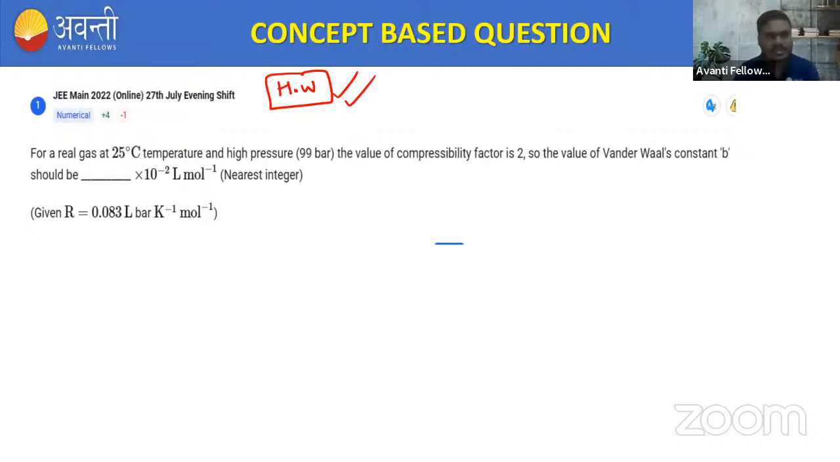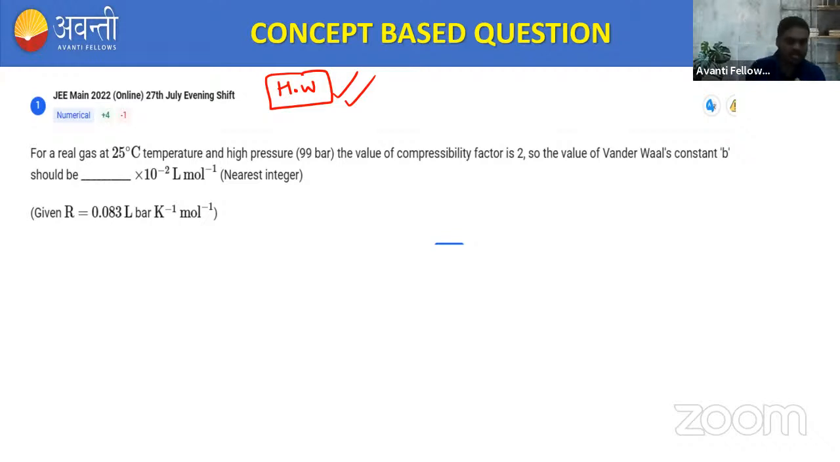चलो तो एक बार डिस्कस कर लेते हैं फटाफट. So basically the question is, for the real gas at 25 degrees Celsius temperature and high pressure 99 bar, the value of the compressibility factor Z is 2. So you have to calculate the value of the interval constant B, right? So let's see how you will calculate this for the real gas. One important note here, this is for the real gas, not for the ideal gas. So you cannot use the equation PV is equal to nRT here. You have to use the real gas equation.